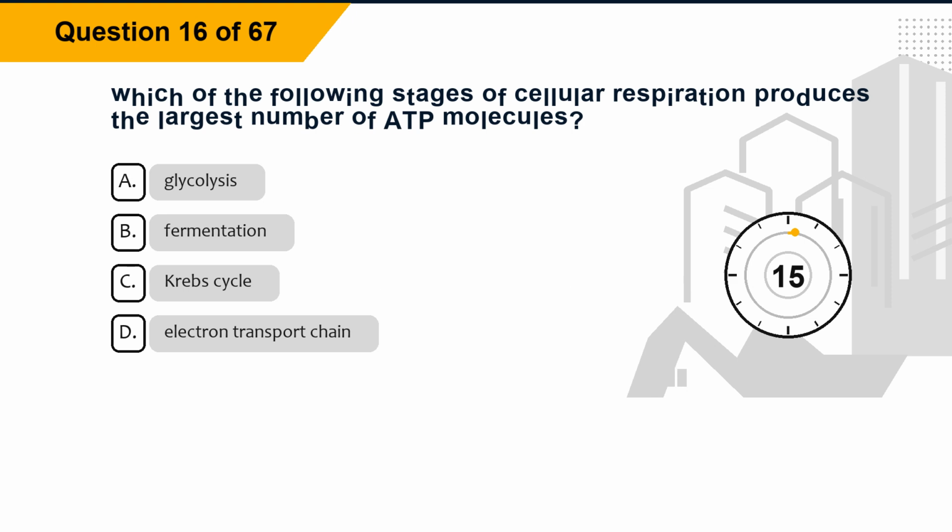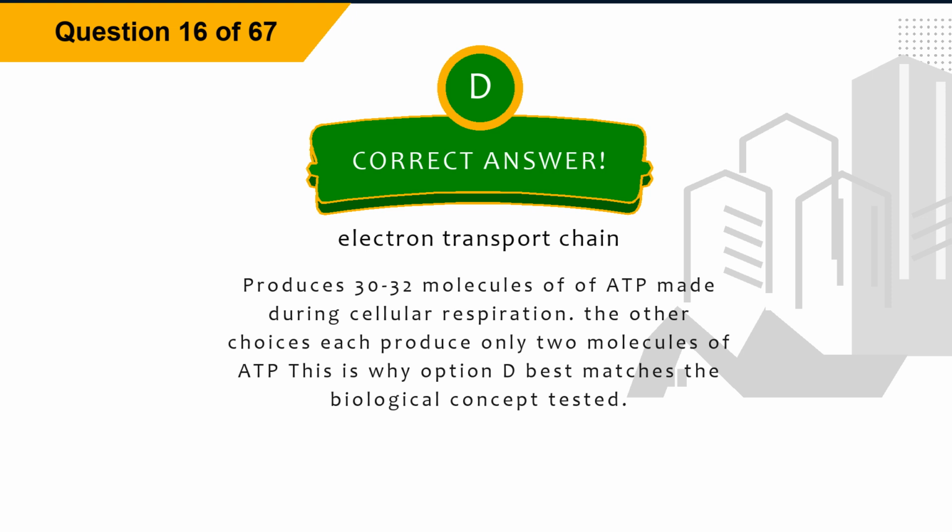Question 16. Which of the following stages of cellular respiration produces the largest number of ADP molecules? Option A, glycolysis. Option B, fermentation. Option C, Krebs cycle. Option D, electron transport chain. The correct answer is option D, electron transport chain.